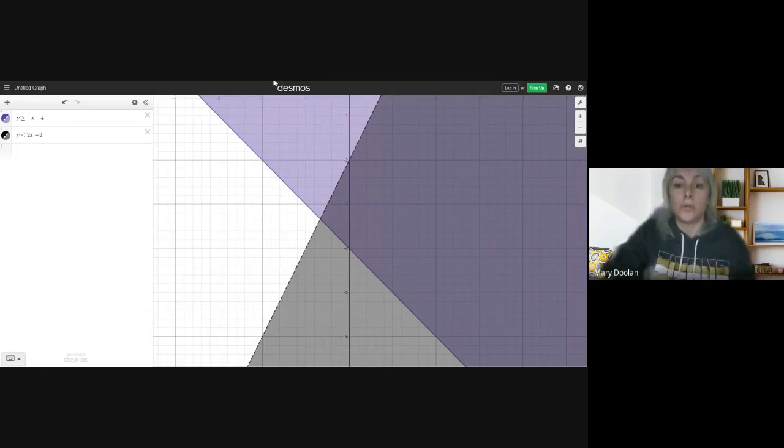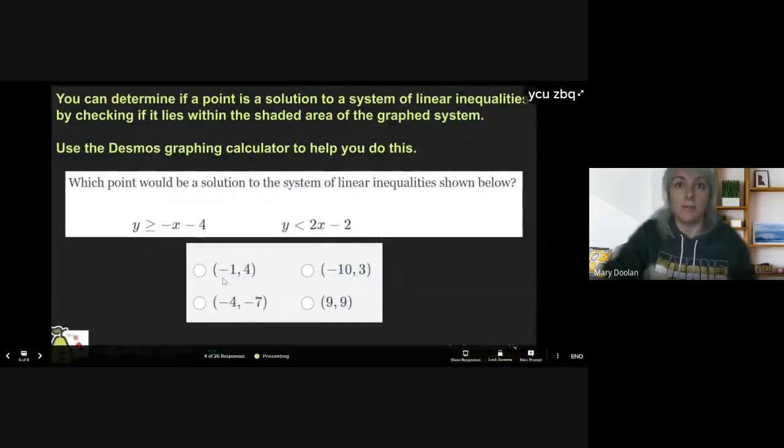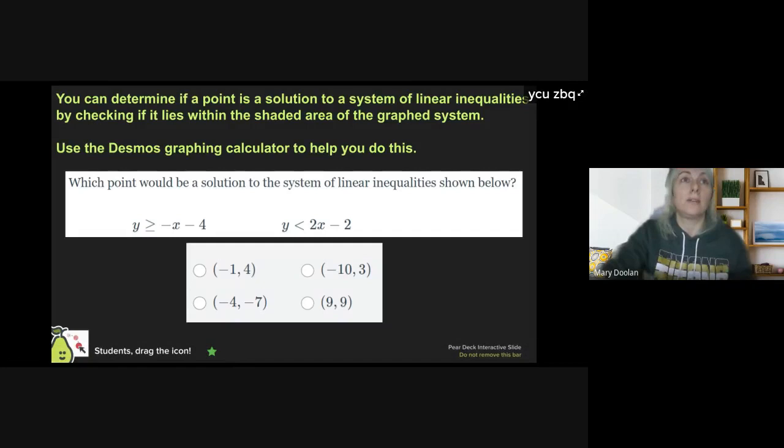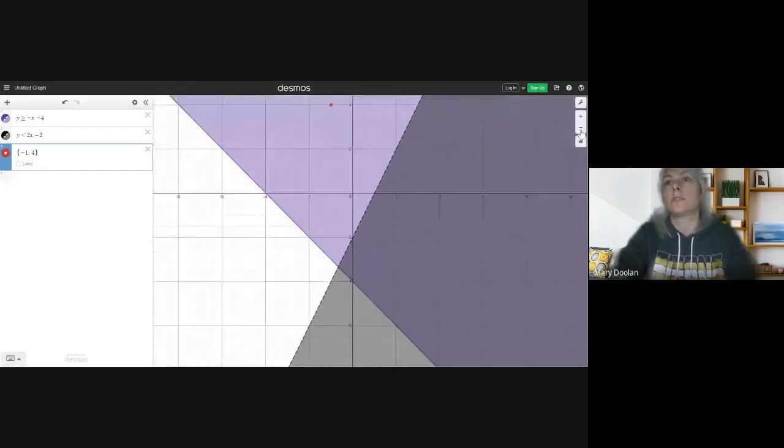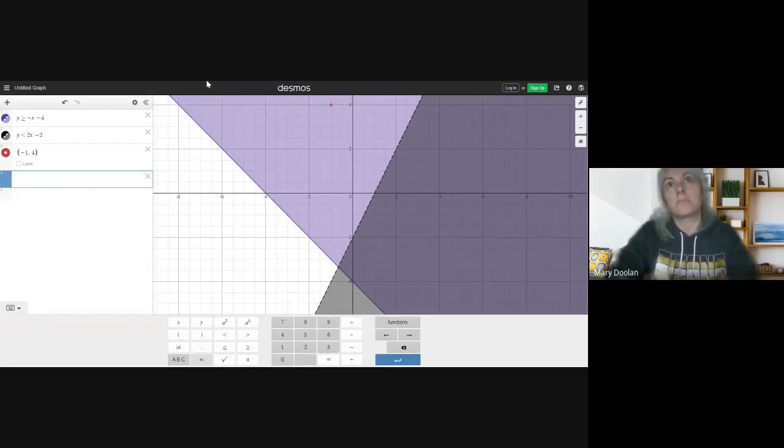Now, I have 4 choices. Okay, I have these 4 ordered pairs. And so my first ordered pair, -1, 4. Maybe I'm not real strong at graphing and I forget how to do that. One thing nice about Desmos is you can type in your ordered pair. So I'm just typing it in. And what it'll do for me, I have to zoom out, it's going to plot the point for me. Okay, so I'm going to do that with all these points.